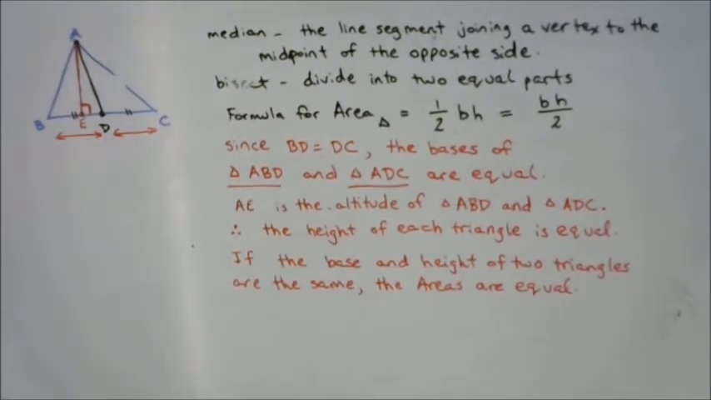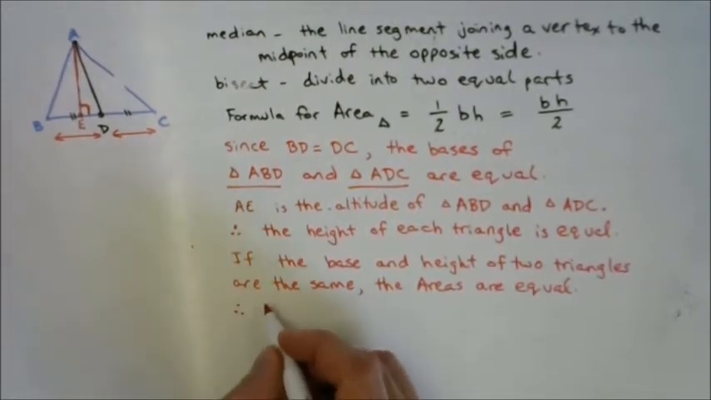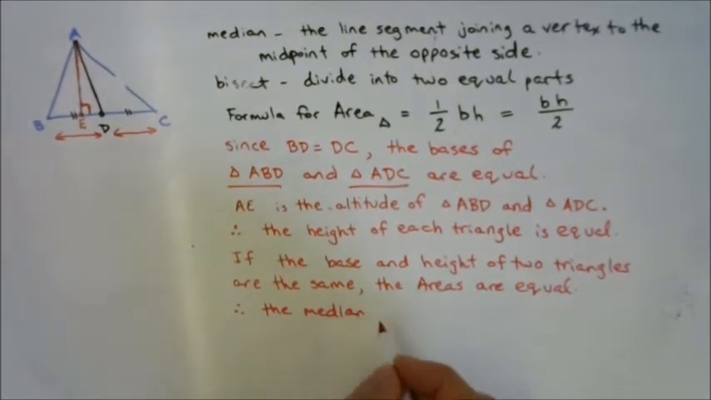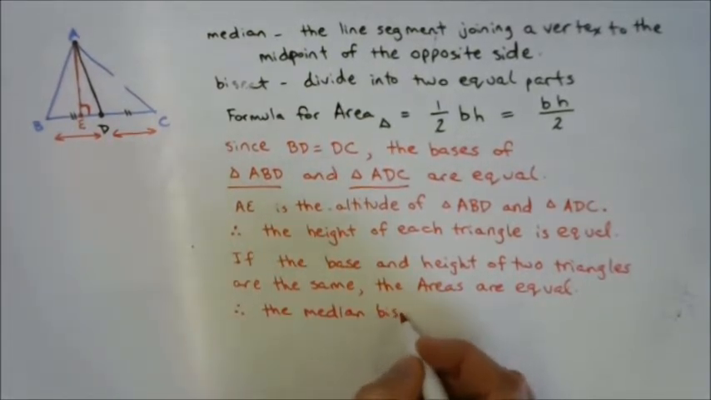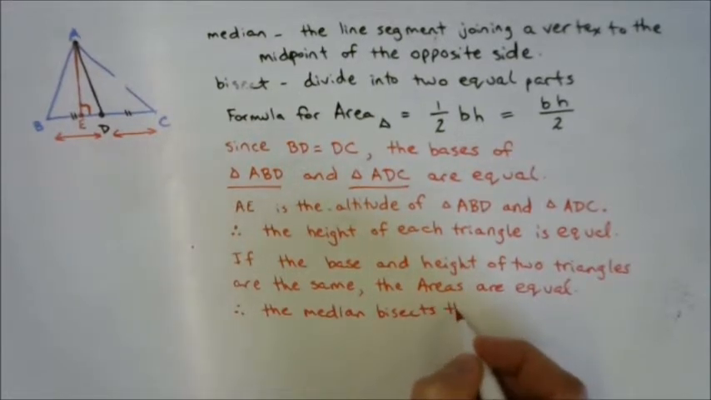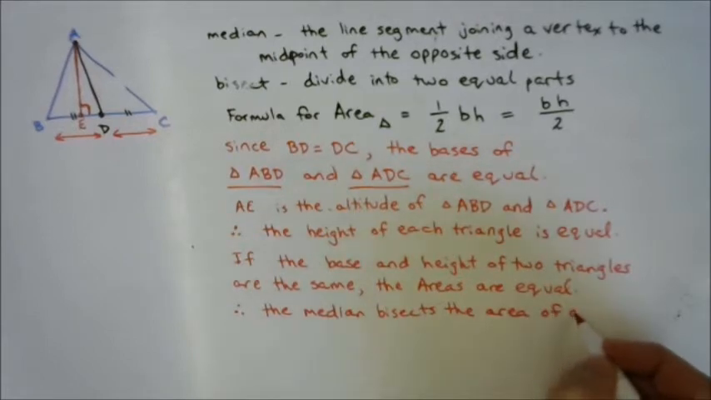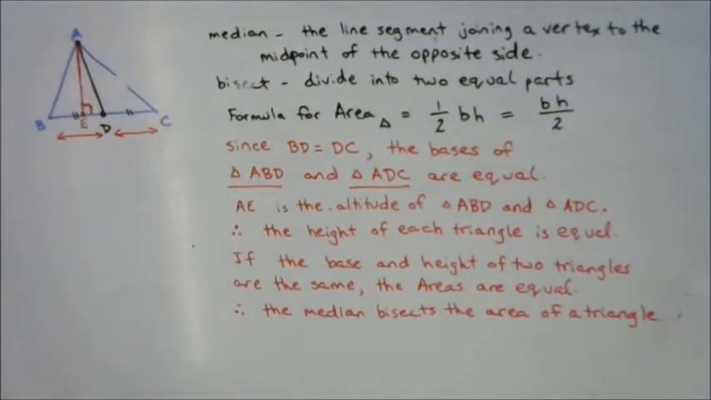Now, what were we actually trying to prove? At the very beginning it says, show that the median bisects the area of a triangle. So our last statement needs to be, therefore, the median bisects the area of a triangle. Now, notice we did not use any measurements. We did not use any numbers.